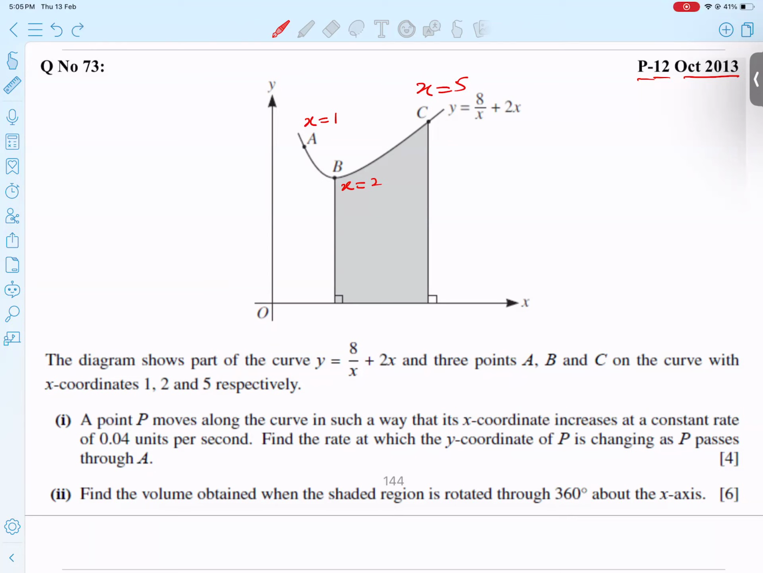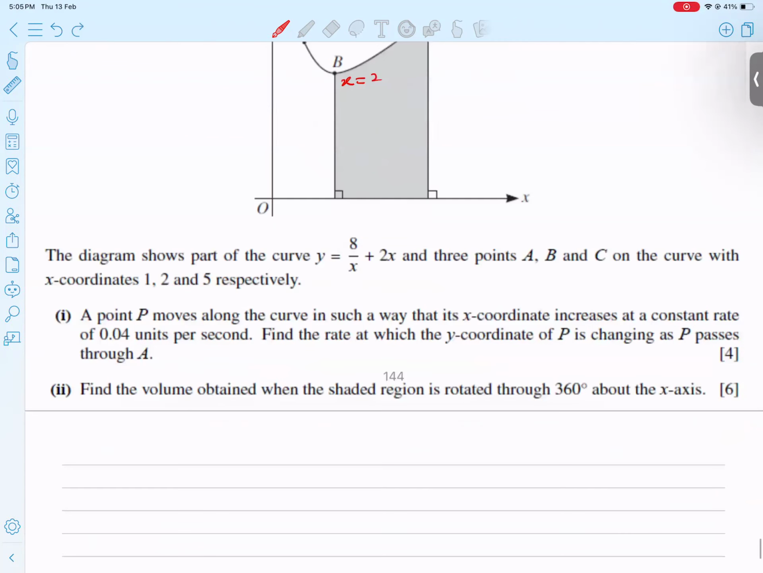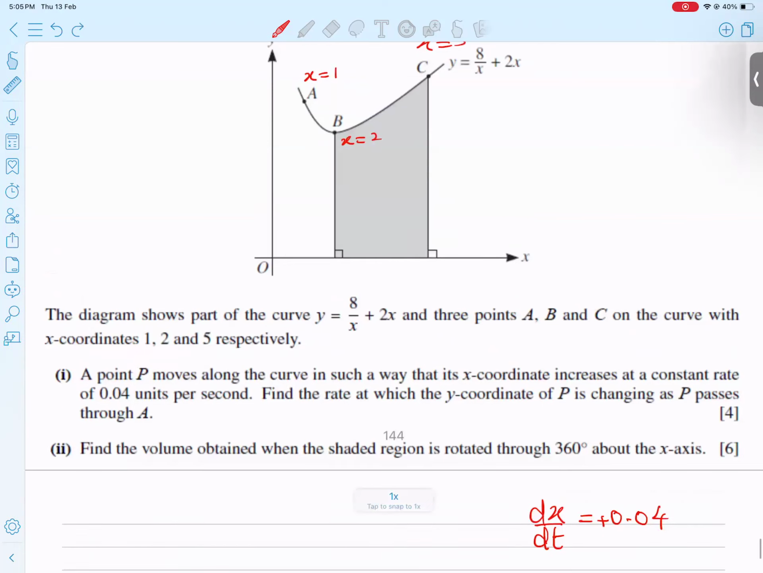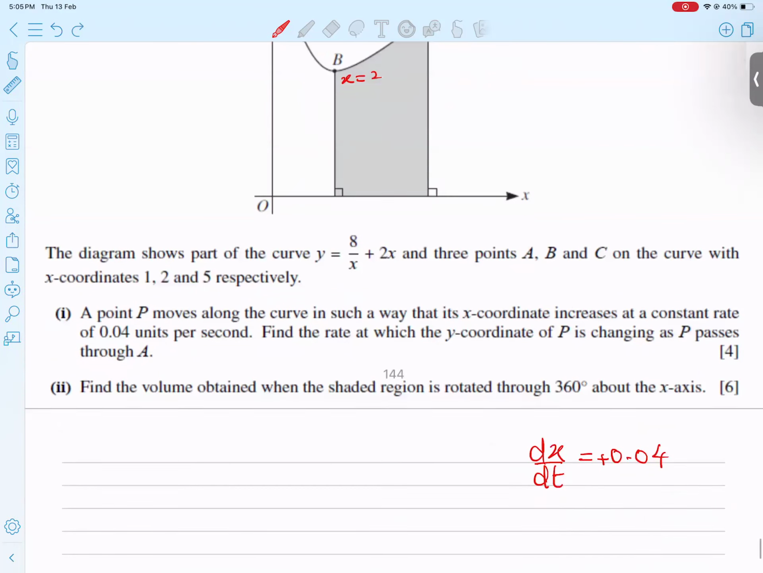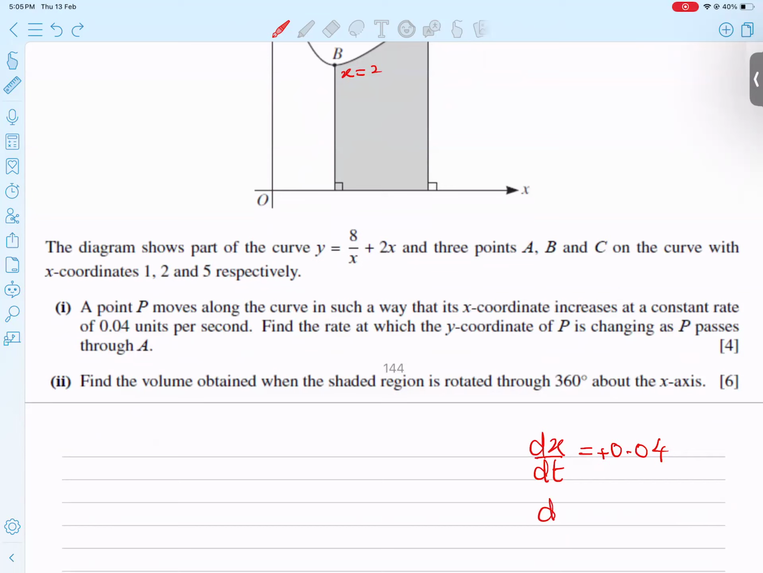So I'm writing below, dx by dt is given as 0.04, increasing, whenever the word increases comes, it means positive. You can write this positive sign or not, no problem at all. And find the rate at which the y coordinate is changing as it passes through A. As it passes through A, A means 1. So dy over dt is my task, at A, I mean x equal to 1. So let's start part one.